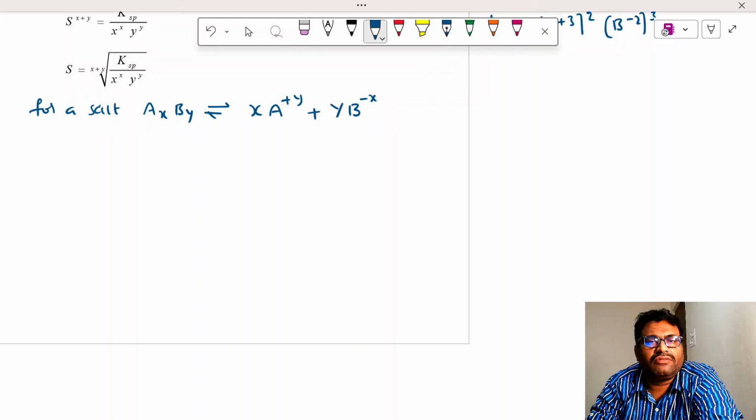When a salt with configuration AXBY is dissociating, it forms X moles of A plus Y and Y moles of B minus X.